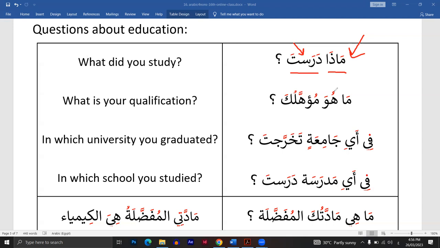And so on. Or instead of saying, what did you study? I can ask about the qualification. What is your qualification? We said qualification is مؤهل, right? ما هو, what is your? ما هو means what is, okay? مؤهلك. Here I added ك, which means your. مؤهل, qualification. مؤهلك, your qualification. And again, we can conjugate it based on the person we are talking to. مؤهلكِ, مؤهلكما, مؤهلكم, مؤهلكن.